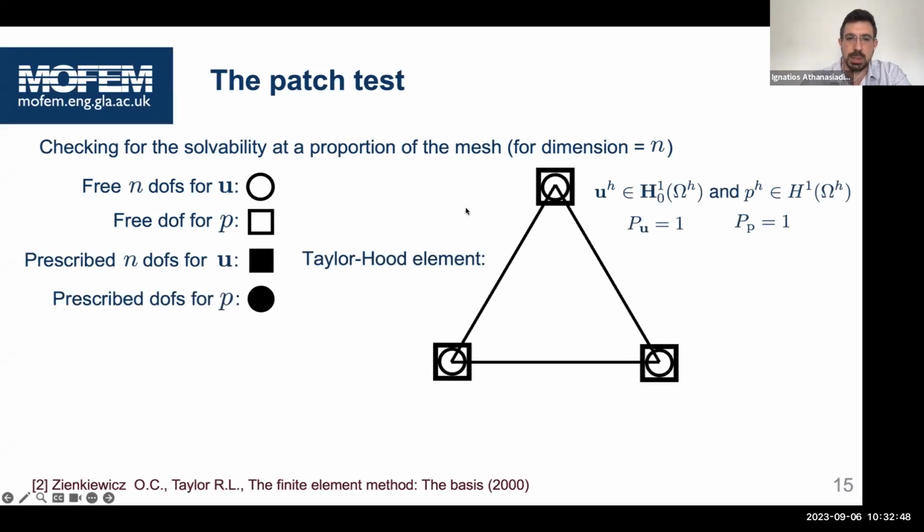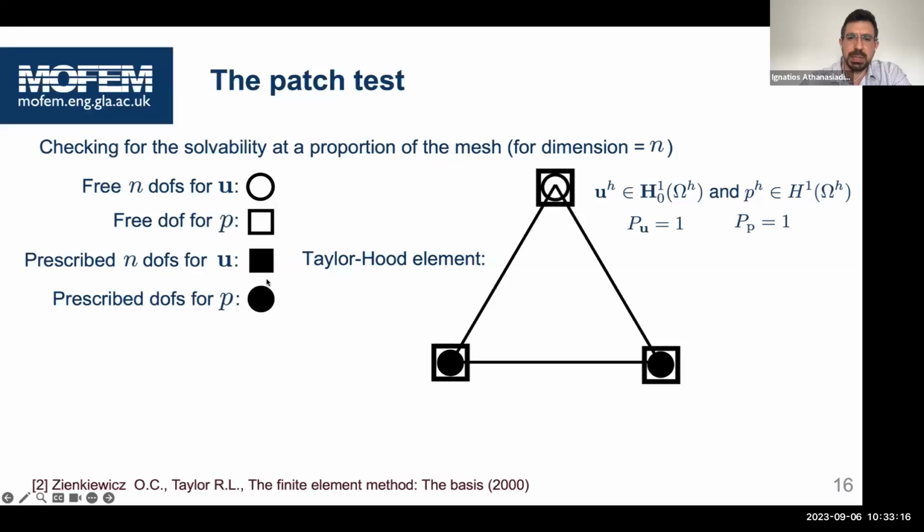And here you can see a Taylor-Hood element of orders 1 and 1 for displacements and pressures, where nothing is prescribed. We can then see that NP is equal to 3, and NU is equal to 6. NU is greater than NP, so this test has passed. H is invertible.